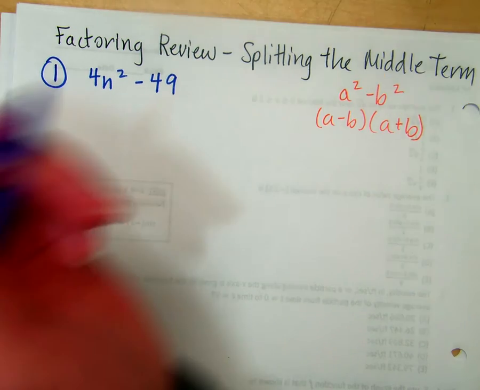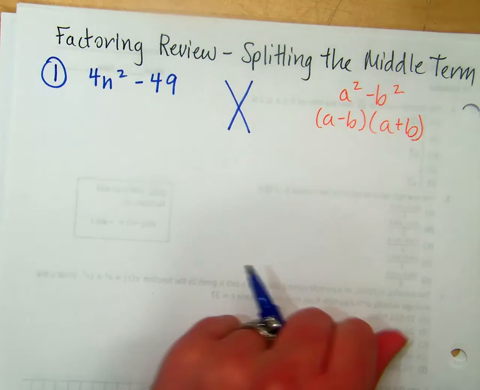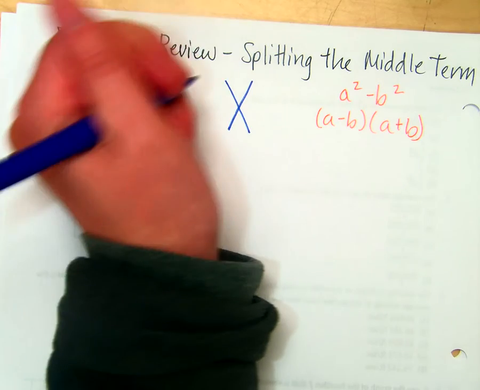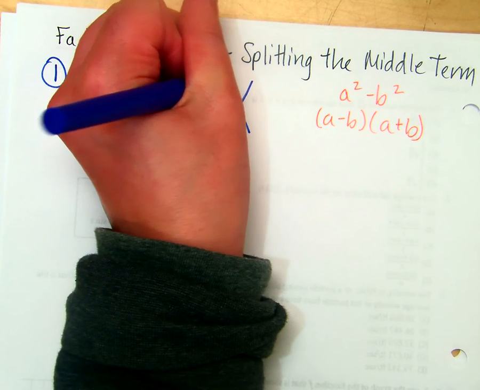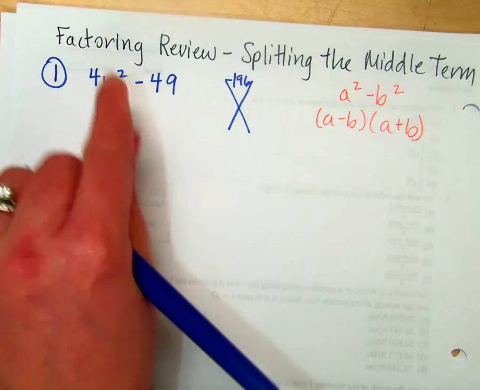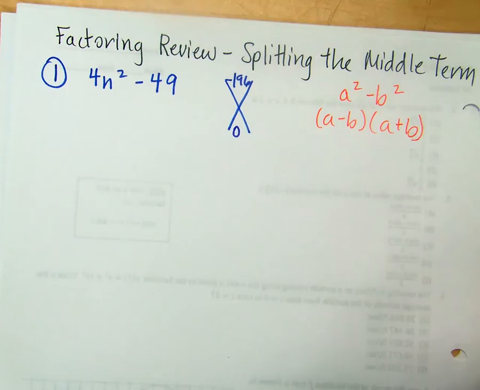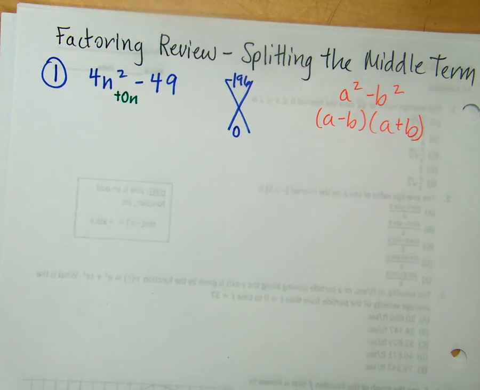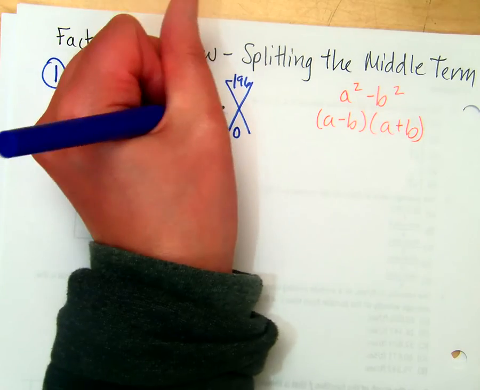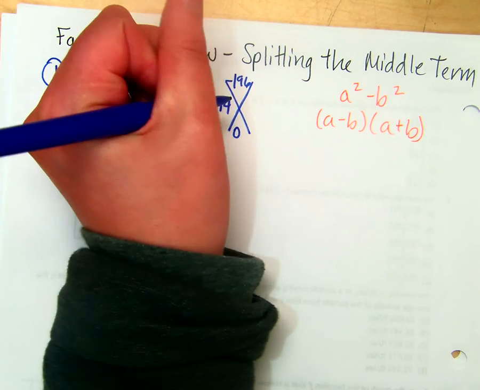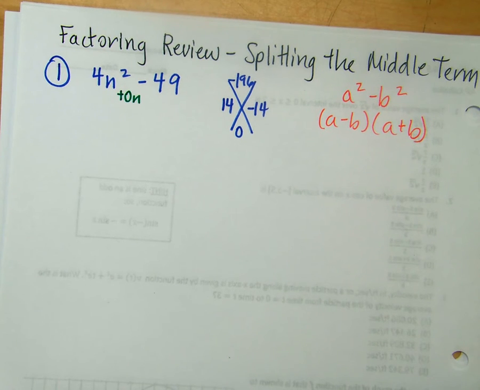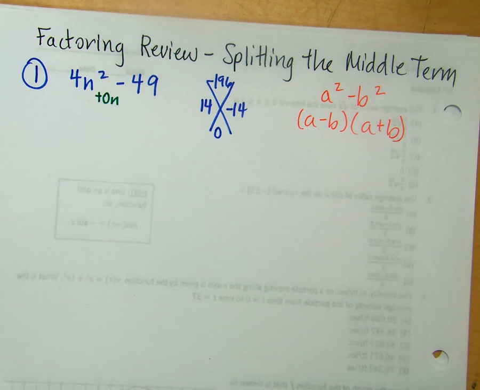When I'm doing splitting the middle term, I always start it with my x, and I take my first number times my last number, which is negative 196. And there is no middle term in this one, so I know I need to add to get 0. If nothing's there, you know it's plus 0n. Which, when I'm adding to get 0, I need the same number once positive and once negative. So it turns out that the square root of 196 is 14. So I have positive 14 and negative 14.